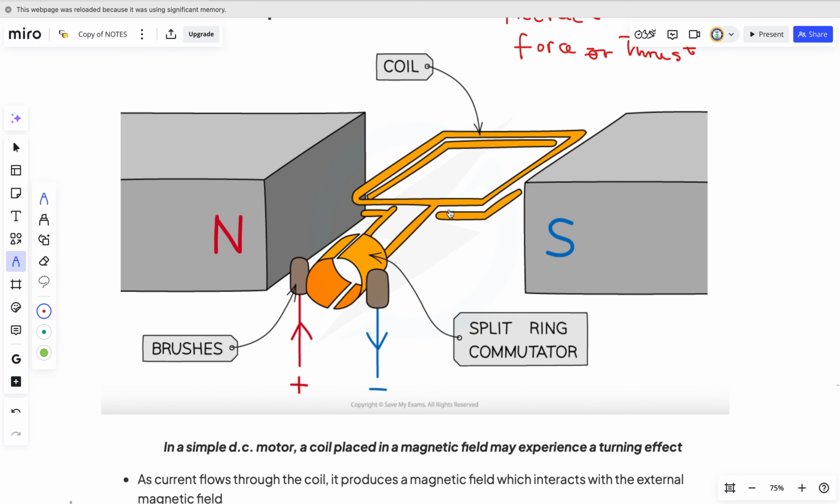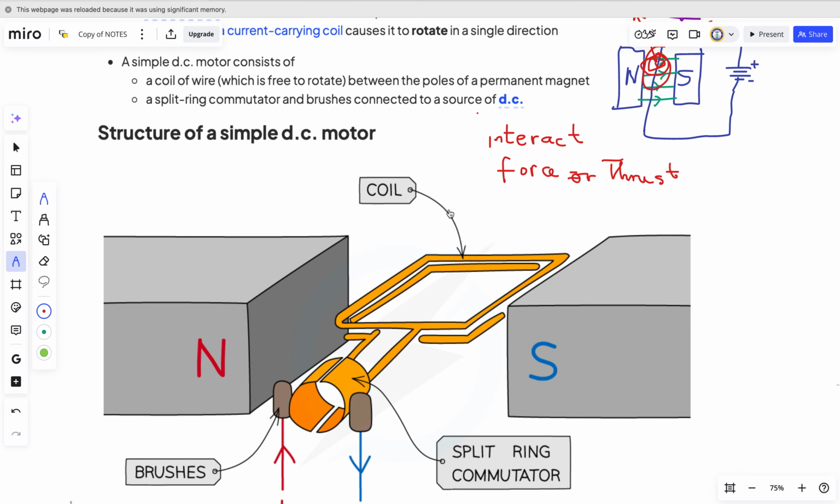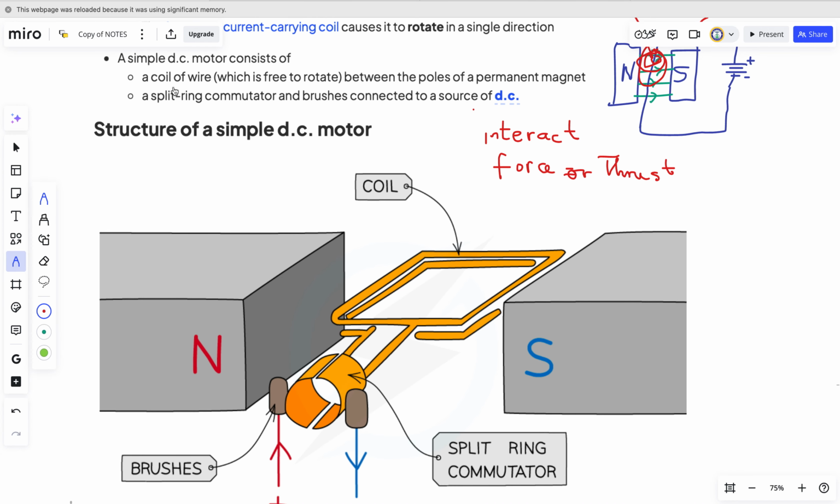Now let's take a look at this. Here we have a simple DC motor. Now this simple DC motor is comprised of a rectangular array of coils, and it's made up of also permanent magnets, north and south, and it's made up of a slip ring. The coil terminates in the split ring commutator.